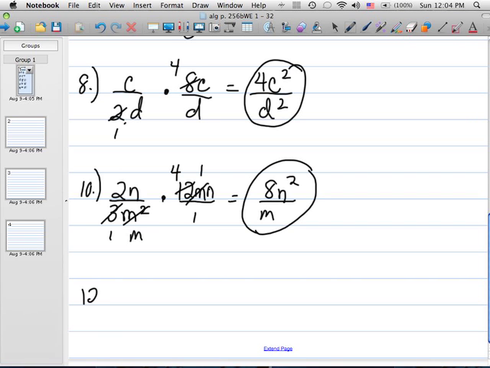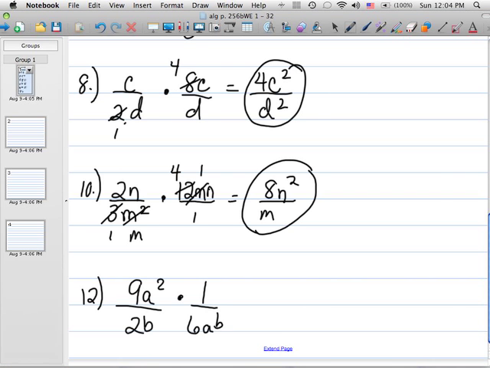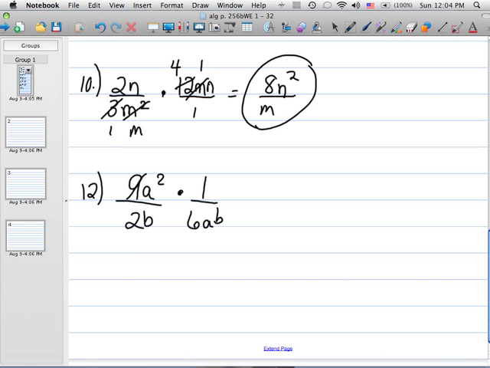Problem number 12, 9a squared over 2b divided by, change it to multiplication, 6ab, so that becomes 1 over 6ab. We can cancel a 3 and the 9, and 3 and the 6 gives us 2. The a and the a squared goes to a. The numerator is 3 times a times 1, which is 3a. The denominator 2 times b, which gives us 4b squared.